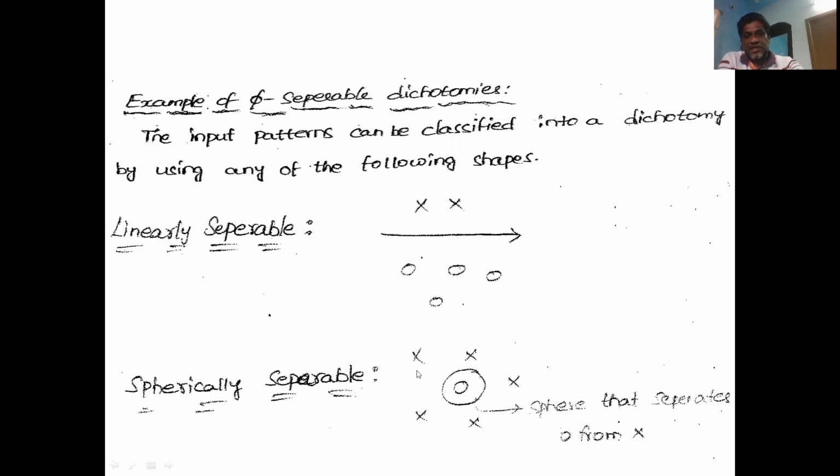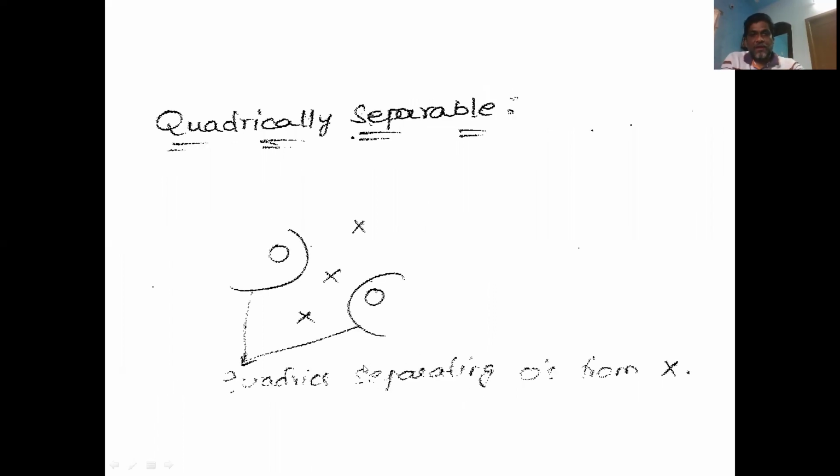Okay, so what are spherically separable dichotomies? Let us imagine the situation where we have the output labels X like this, and output label O like this. Then you can use a shape to separate the labels like this. It's not possible to draw a straight line to separate the output labels here, but we can use a sphere to separate the output label O from the output labels X. So this is another way of separating your hyperplane.